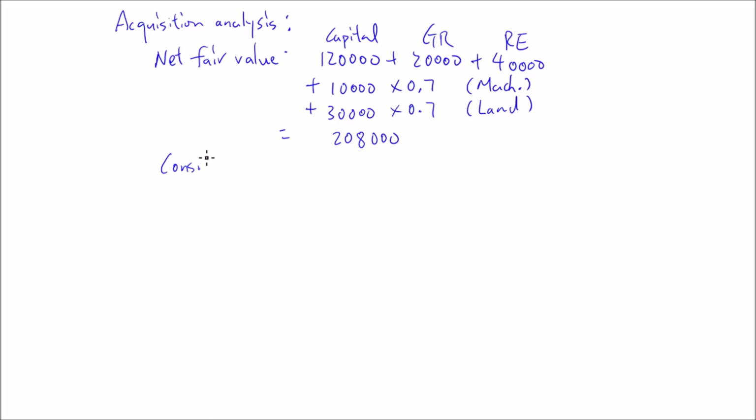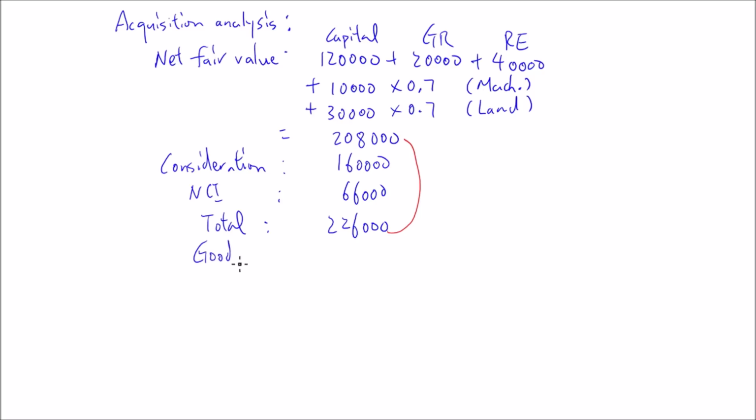So we got the consideration paid by the parent, 160,000. And then we got the NCI fair value, which is 66,000. That means in total, the value offered by the parent entity as well as the NCI is 226,000. Then we compare the total with the net fair value. The difference there would be the amount of goodwill. So in this one, the amount of goodwill equals 18,000.